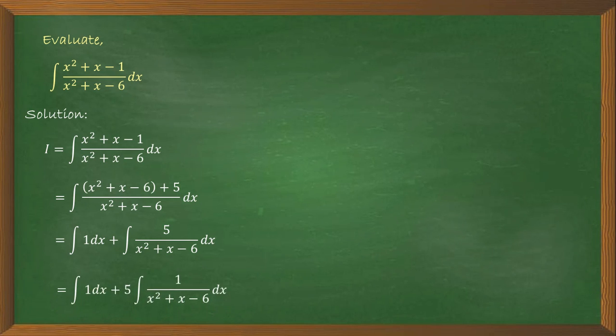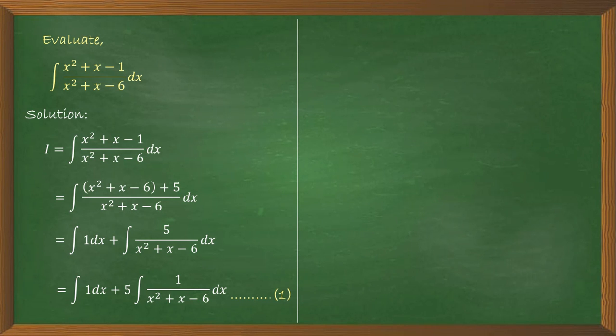Now next step, just take 5 outside of the integration here. See this carefully. So we get integration 1 dx plus 5 times integration 1 upon x square plus x minus 6 dx. Now that integration is very, very important. Say this is equation number 1. Now see the next part here.